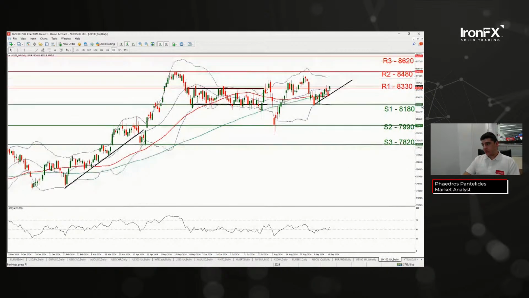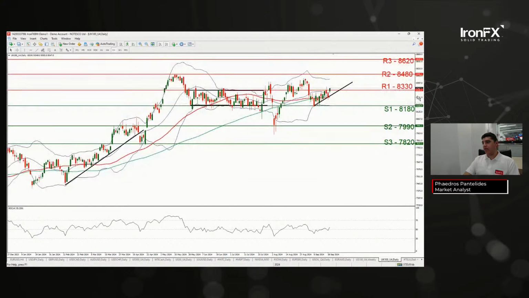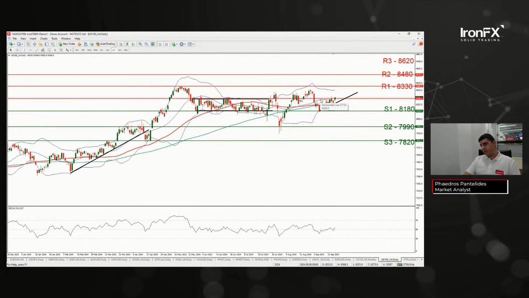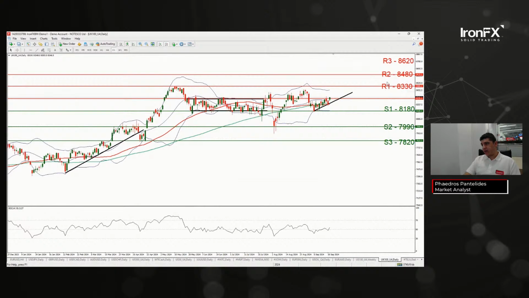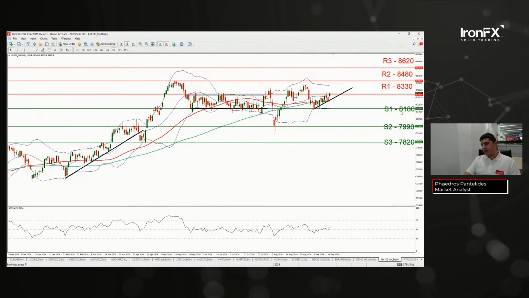The FTSE breaking above that R1 level of 8,330. Upwards moving trend line still valid. So as we had said, could be a bullish triangle. Target might be 8,480 and then higher than that, 8,620. If it comes back below and breaks below this upward swing trend line, sideways between S1 and R1, and of course, if it does break below S1, potential target for the bears might be 7,990, as you can see to the right of your screens, which are our support and resistance levels.